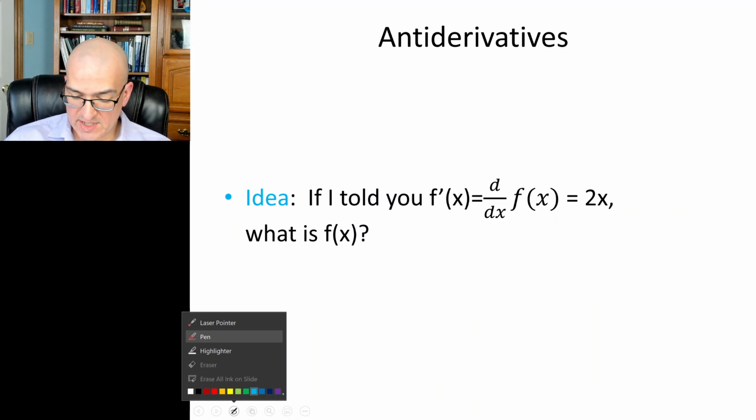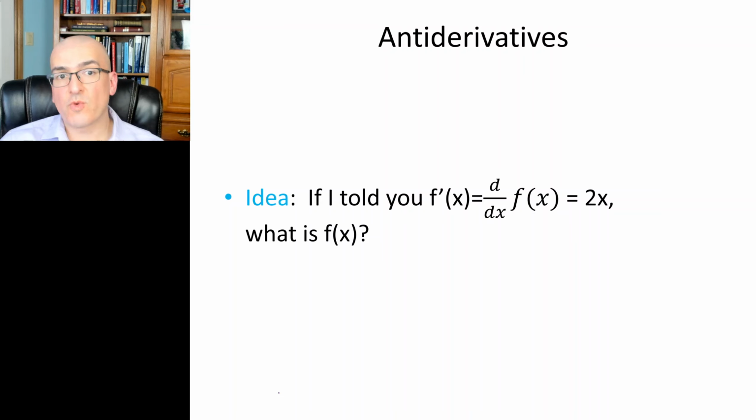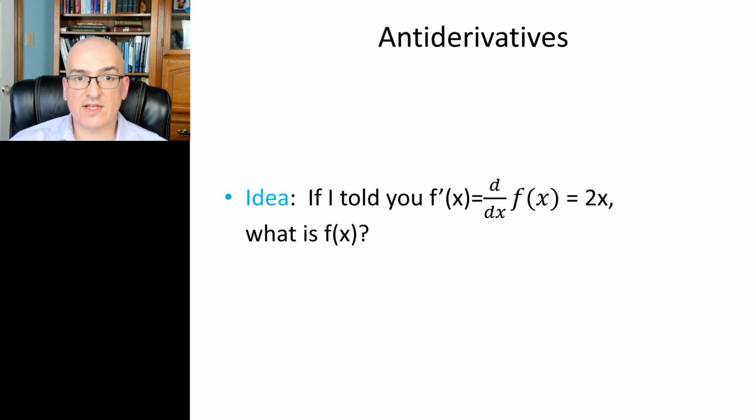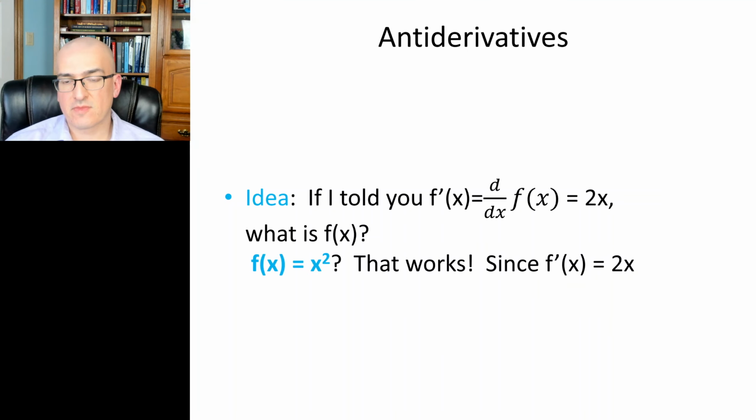Okay, so this is the basic idea for an antiderivative, that you're told what the derivative of the function is, f prime of x. For example, you're told that it's 2x, and you're asked what is the original function. And from the first example we did, we know that the answer f of x equals x squared will work, since its derivative is equal to 2x.